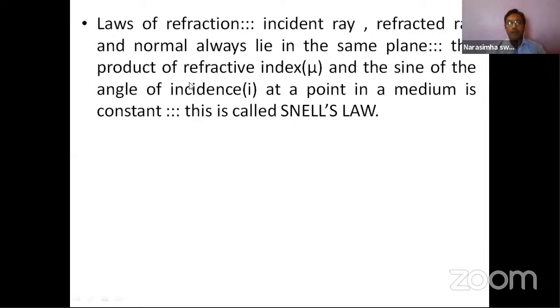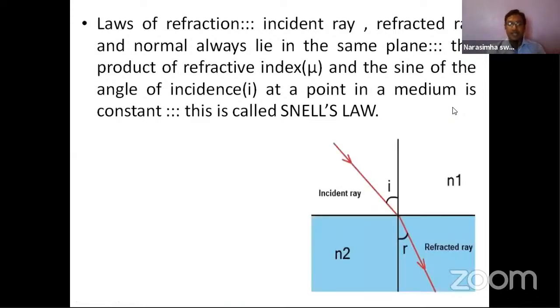The product of refractive index mu, let me explain this refractive index later, and the sine of the angle of incidence at a point in the medium is constant. This is called Snell's law.